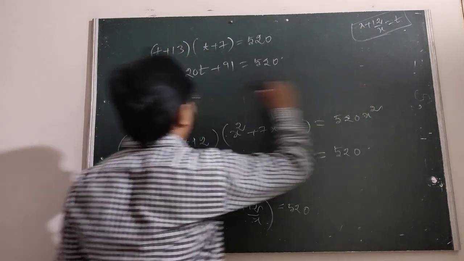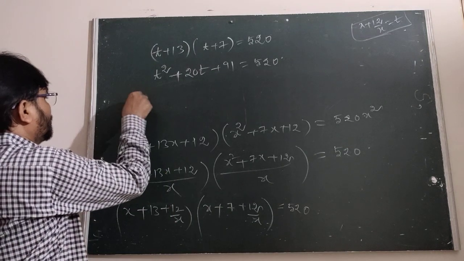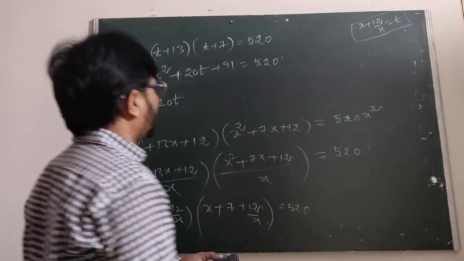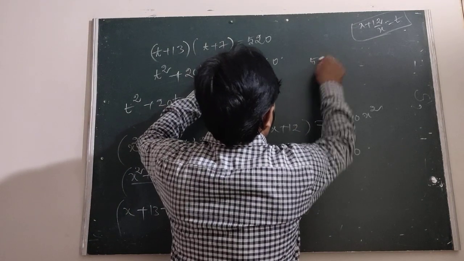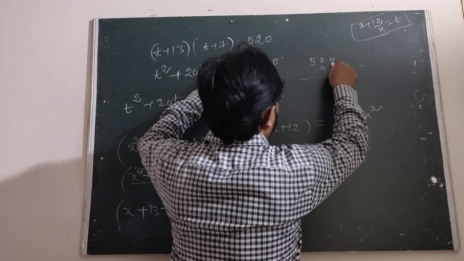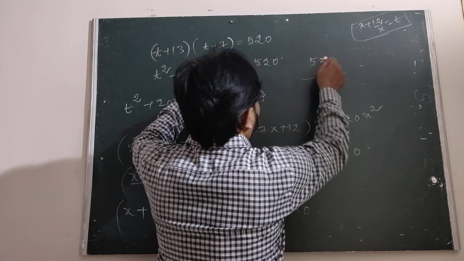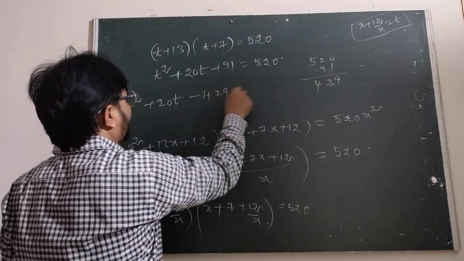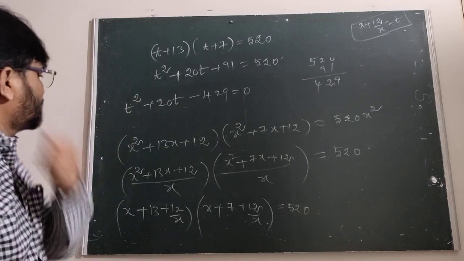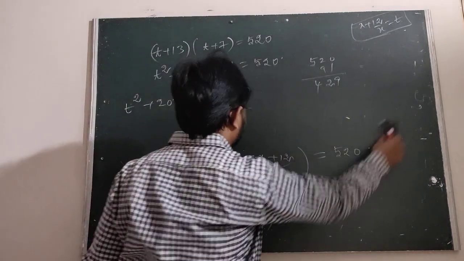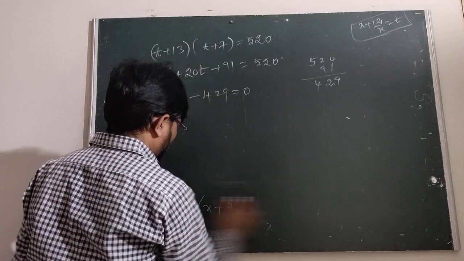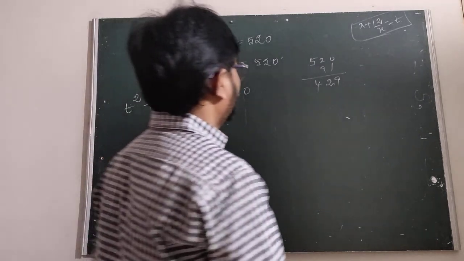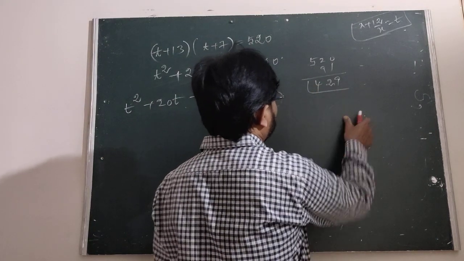Here we can write t² + 20t + 91 = 520, so t² + 20t + 91 - 520 = 0. Now 520 minus 91 is 429, so t² + 20t - 429 = 0. Now we expand this into two factors. Here we need the factors of 429.